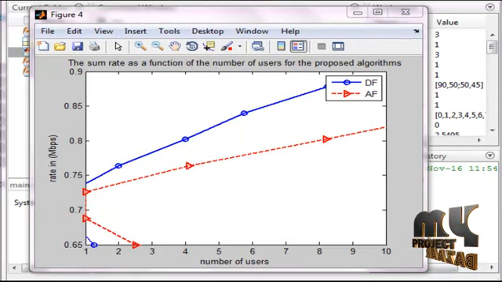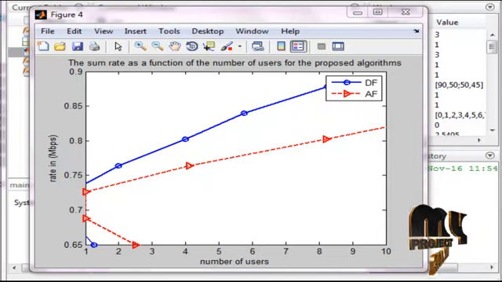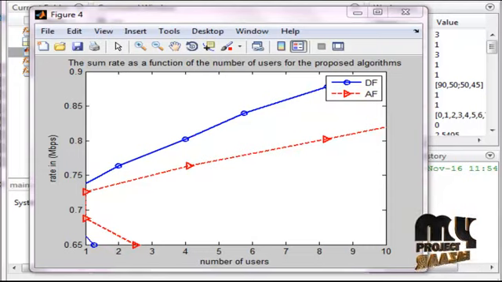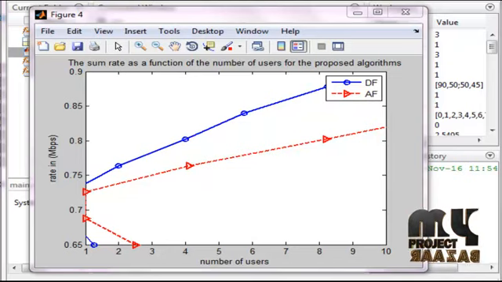In this figure, the sum rate is a function of the number of users for the proposed algorithm. The number of users is taken on the x-axis, and the rate is taken on the y-axis, in bits per second. This is the AF, amplify and forward method, and DF means the decode and forward method. The sum rate is calculated using the proposed algorithm, depending upon the number of users, that is the sources.